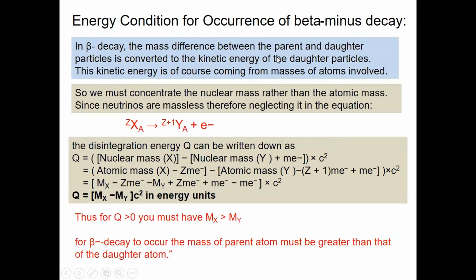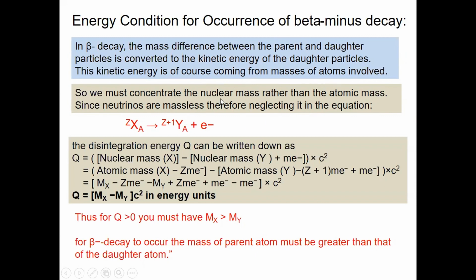The energy consideration for the occurrence of the beta minus decay is really that the mass difference between the parent and the daughter particle is converted to the kinetic energy of the daughter particle, and this is the source of the reaction, which is coming from the differences of the masses.